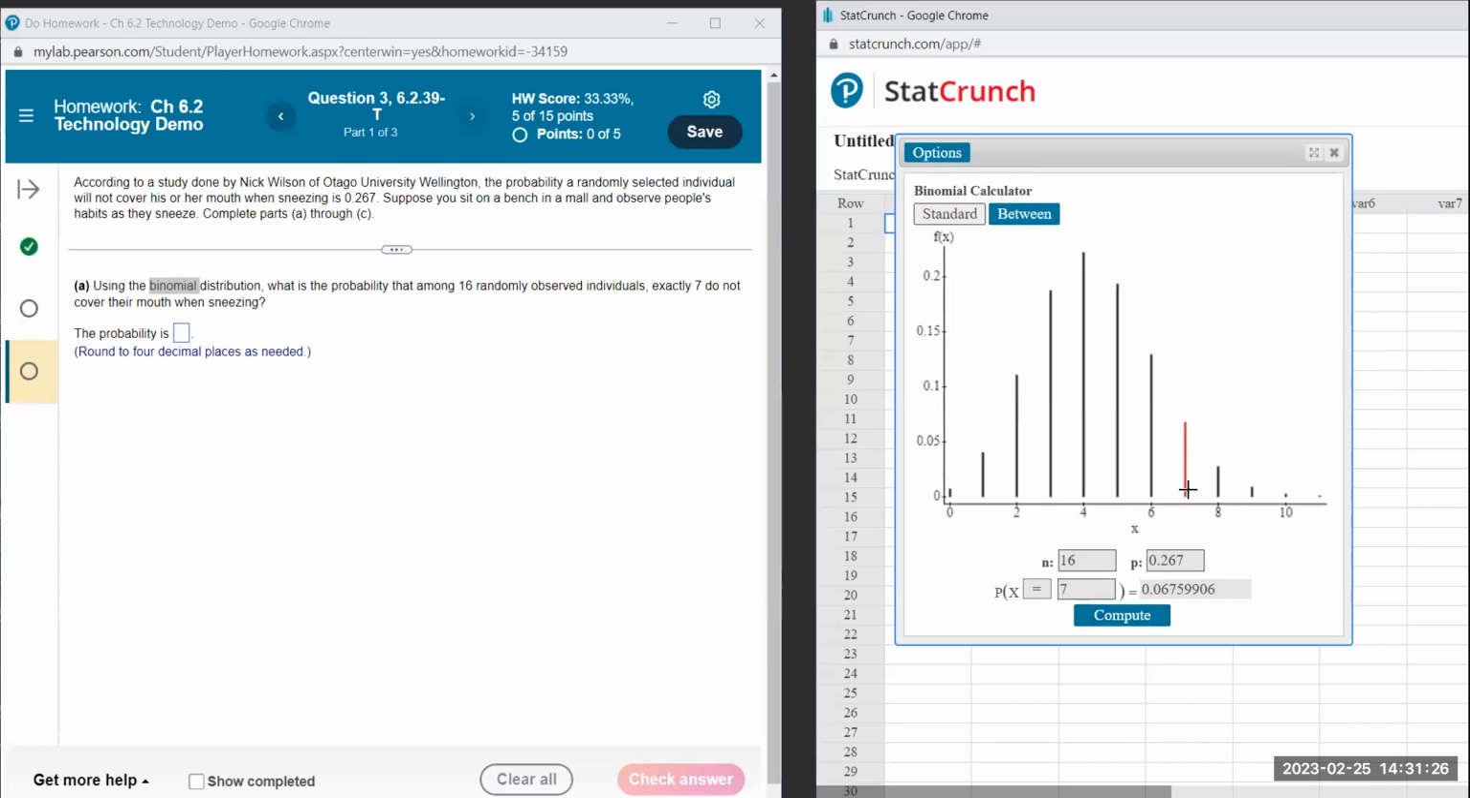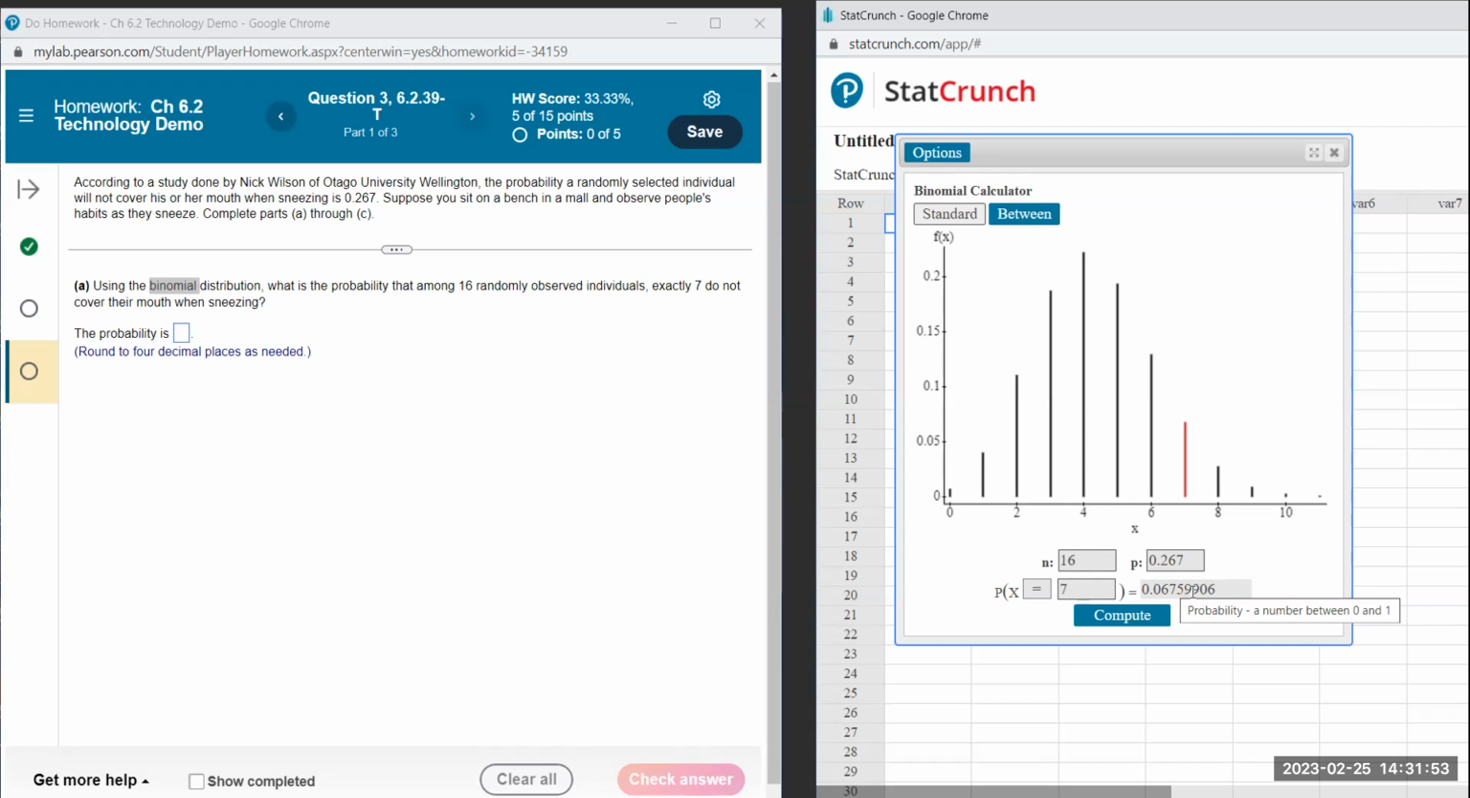So here are the odds. In a group of size 16, the most likely outcome will be 4 people out of every 16 that won't cover their mouth. But the odds that 7 of them won't cover their mouth, more than the typical, is kind of low, because typically we would expect 4. So the odds of 7 of them not covering their mouth is only 6.8%, almost a 7% chance of that happening.